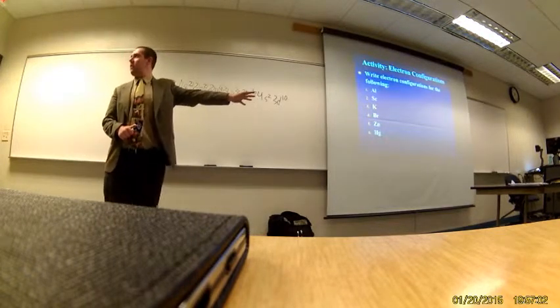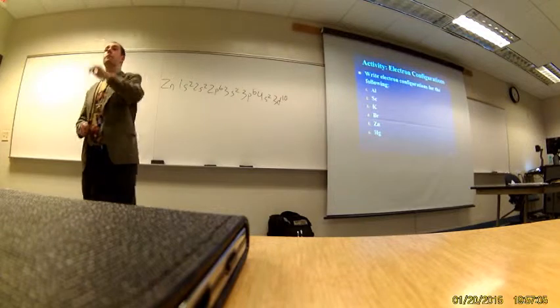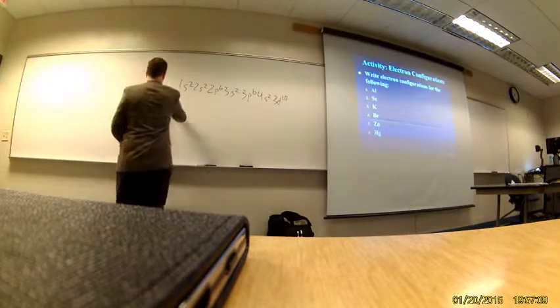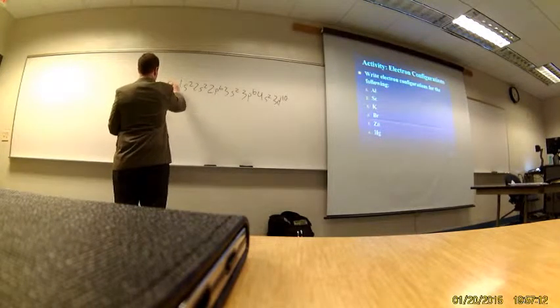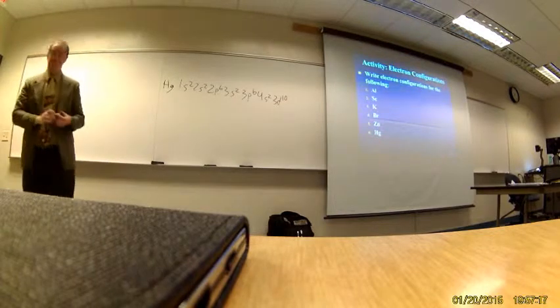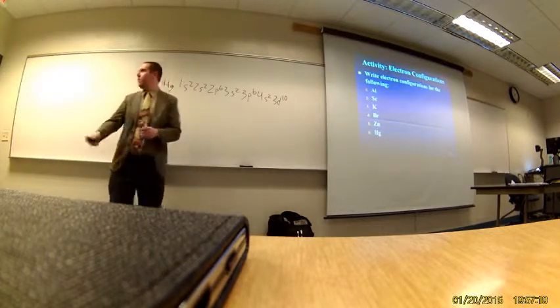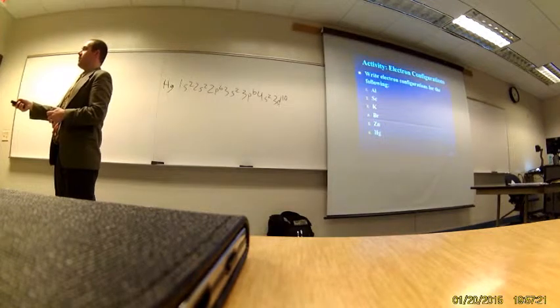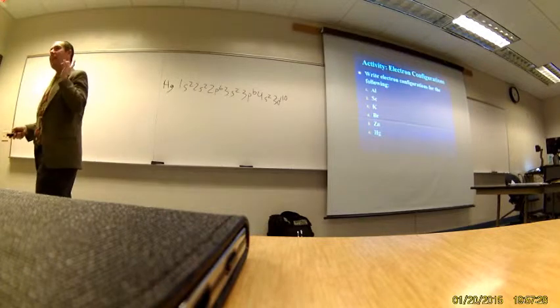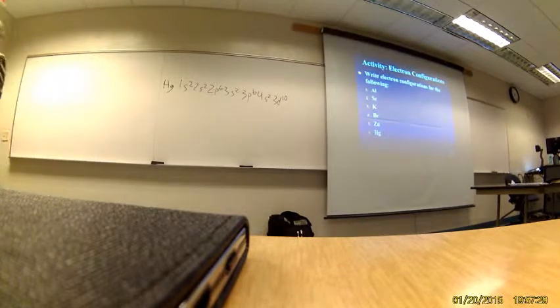Does anyone want to do the rest? Any of the other ones? Which one? Mercury. Hg. So change that for Hg before we do anything. Okay. Mercury. Rather than write it down, let's just do it verbally. So we're here at zinc. We're at 3d10. What's next?